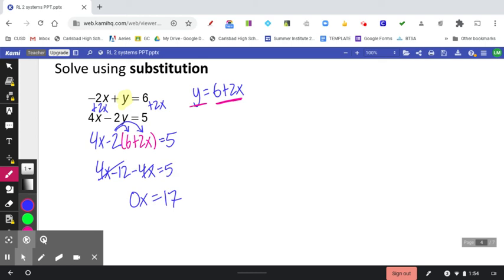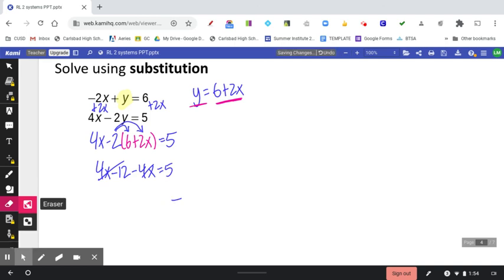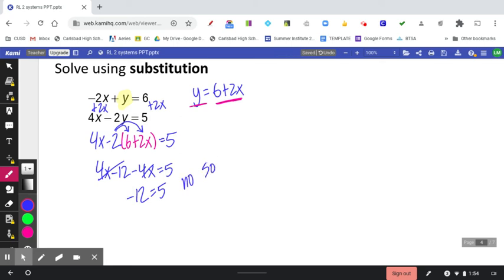And it's probably easier to see before the step, if you just do 4x minus 4x is just 0. You get to, before I move that negative 12 over, you get negative 12 equals 5. Does negative 12 equal to 5? No, it doesn't. So we have no solution. Whenever you get to something that doesn't make sense like that, it means there's no solution.